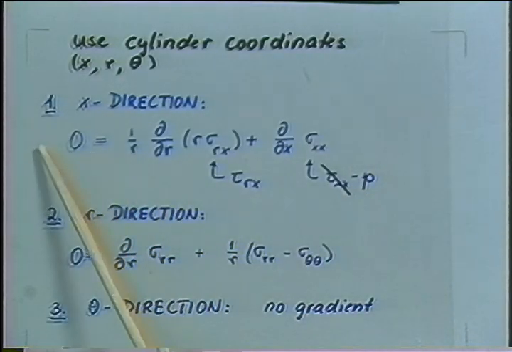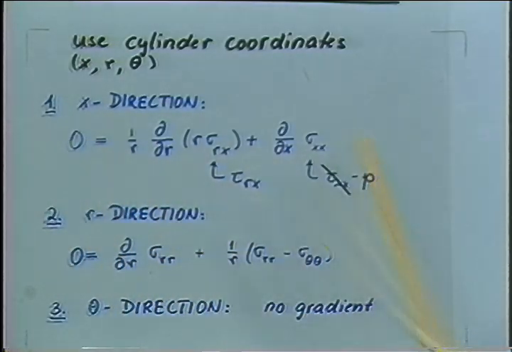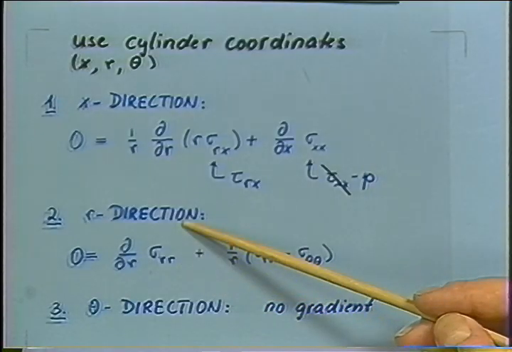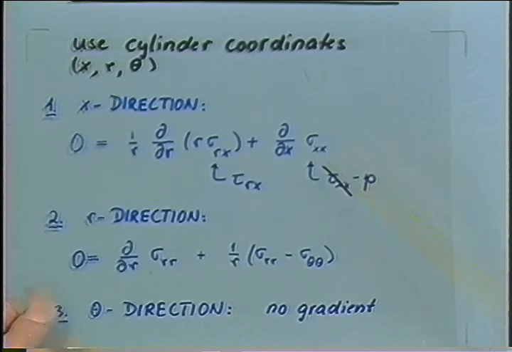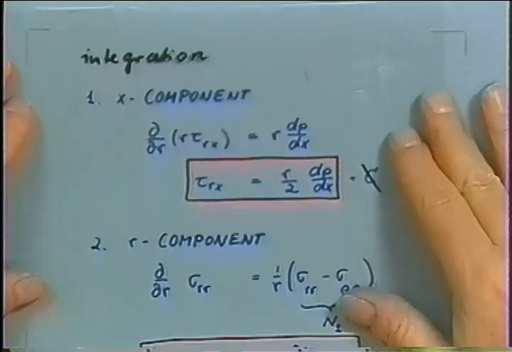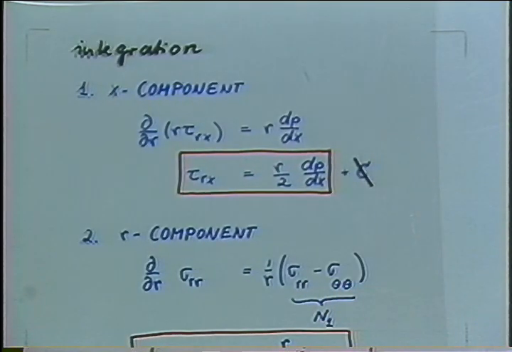So this would be the component in flow direction. This is the component in radial direction. And this is the component in theta direction, which really doesn't give any contribution. We're assuming rotational symmetry in this case. So this is our momentum balance. And we would analyze the equations now term by term.